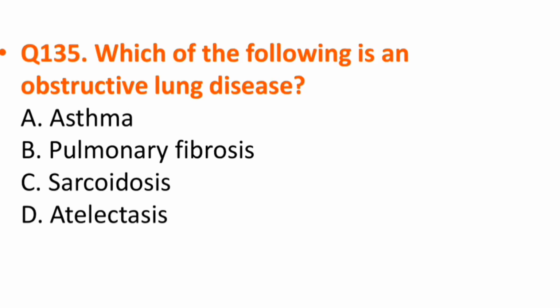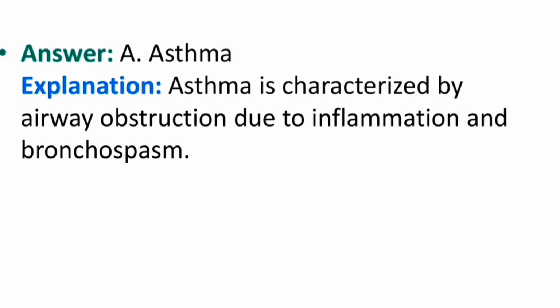Which of the following is an obstructive lung disease? Option A, asthma, option B, pulmonary fibrosis, option C, sarcoidosis, option D, atelectasis. The correct answer is option A, asthma. Asthma is characterized by airway obstruction due to inflammation and bronchospasm.